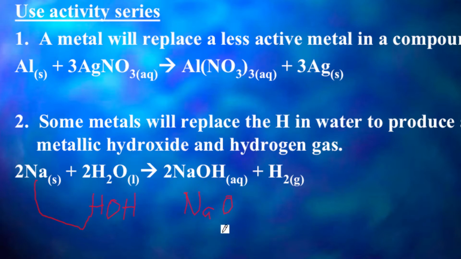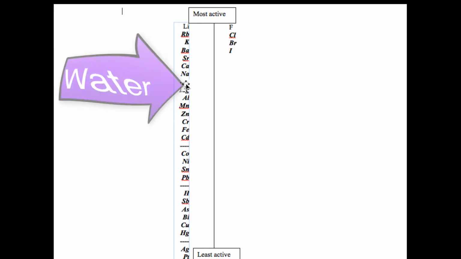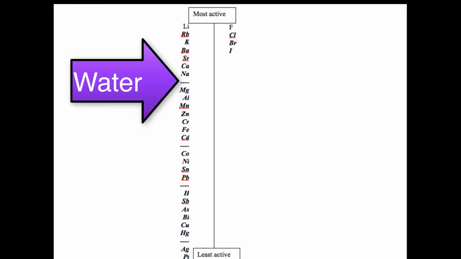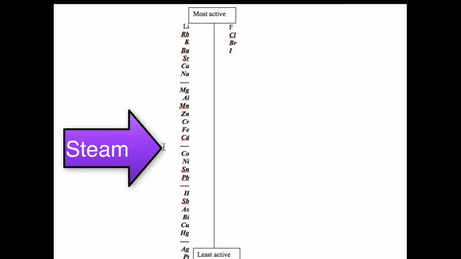If you look at your activity series, you can tell which ones react with water and which ones react with acids and stuff like that. And I'll show you how to label yours right now. So go ahead and get yours out and I'll show you what the little marks mean. So this is my copy of the activity series. So this first line right here, I want you to write the word water. The second line down here, I want you to write the word steam.